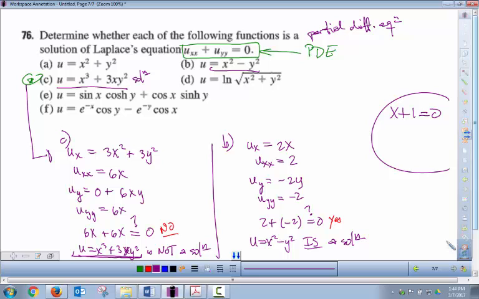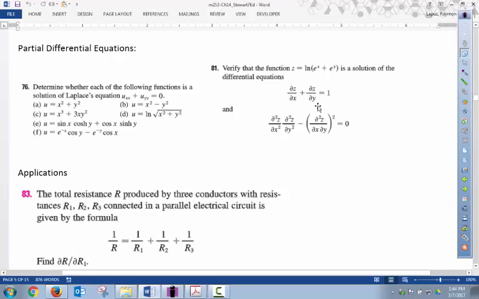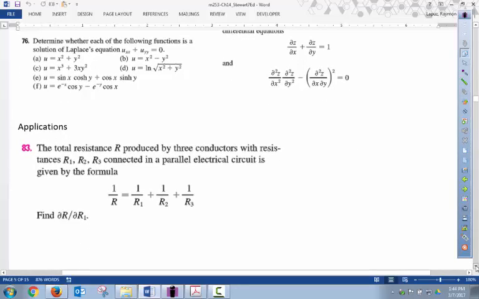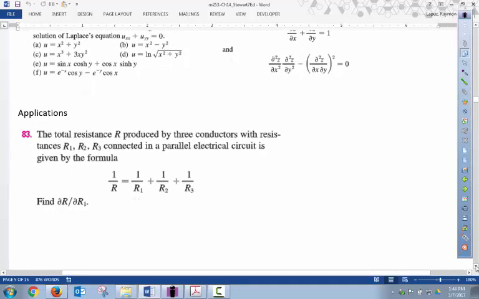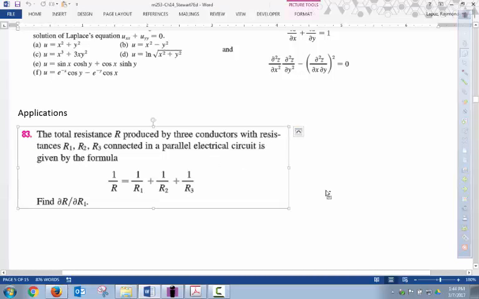All right, let's do one more of these applications. Number 8 is another partial differential equation problem where you want to check if something's a solution, so we'll skip over that. Let's do number 83. These things have resistors that you might run into in some of your circuits classes or whatever.